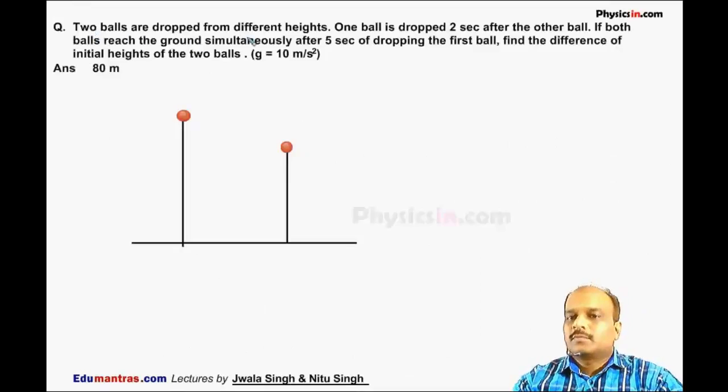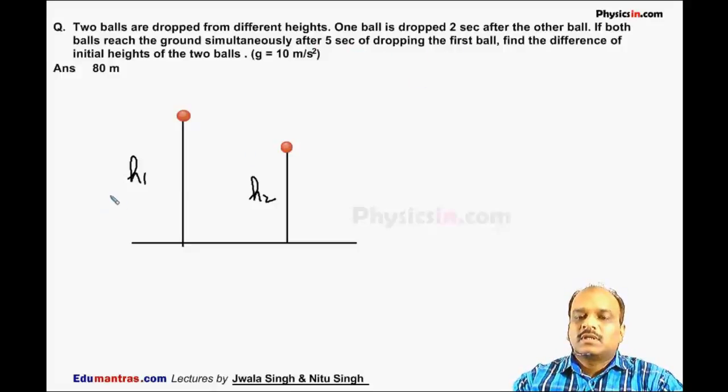Two balls are dropped from different heights. This is height h1 and this is height h2. One ball is dropped 2 seconds after the first ball. If both balls reach the ground simultaneously after 5 seconds of the dropping of the first ball, it means the time of fall for the first ball is 5 seconds and the time of fall for the second ball is 2 seconds less than the first ball, that is 3 seconds. So now we have to find the difference in initial height of the two balls, taking g equal to 10 meter per second square.